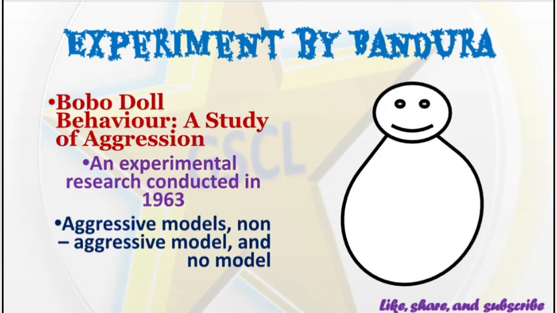The result was that the children who observed the aggressive model were displaying more aggression compared to the controlled group. It was proved that the models and their behavior influences the behaviors of the children.